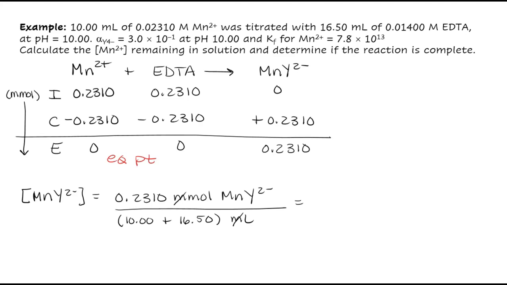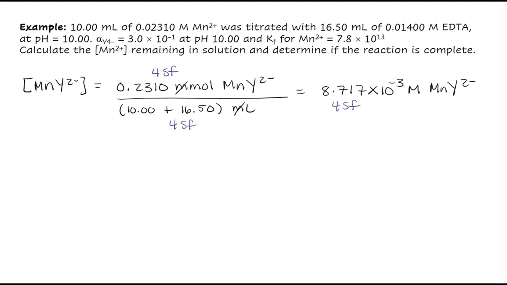Looking at our sig figs, we have 4 sig figs in the numerator, 4 in the denominator, and our molarity will be rounded to 4 sig figs. Doing the math, 0.2310 divided by 26.50 rounded to 4 sig figs gives us 8.717 times 10 to the negative 3 molar MnY2 minus.